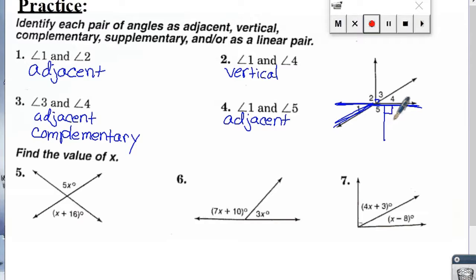Okay, but they do have opposite rays as their non-common sides. So that means that they are a linear pair. They're adjacent, their non-common sides form opposite rays, they're a linear pair. A linear pair is always supplementary.